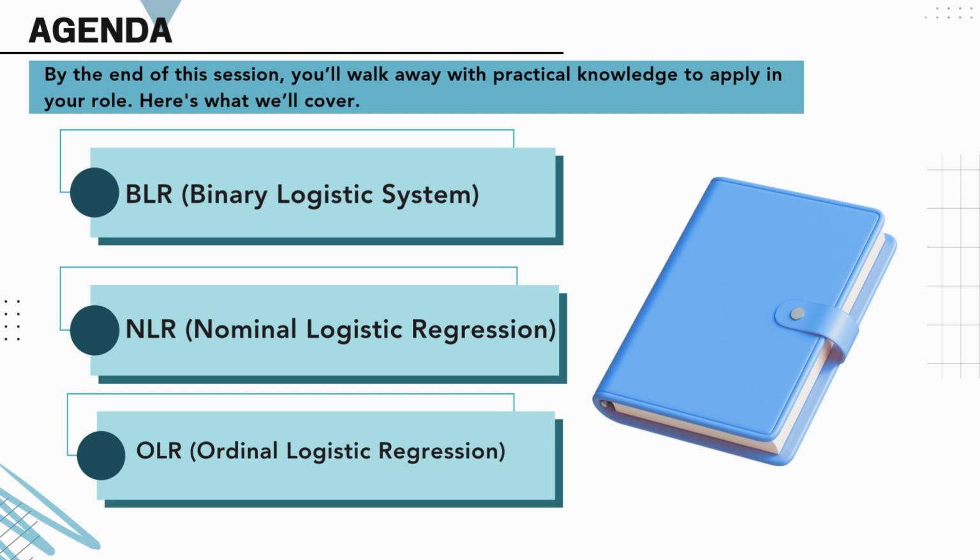3. OLR, ordinal logistic regression. Finally, we'll dive into ordinal logistic regression, used when the categories do have a natural order, like customer satisfaction ratings, e.g., low, medium, high. This technique helps us account for the inherent order in the data while making predictions.